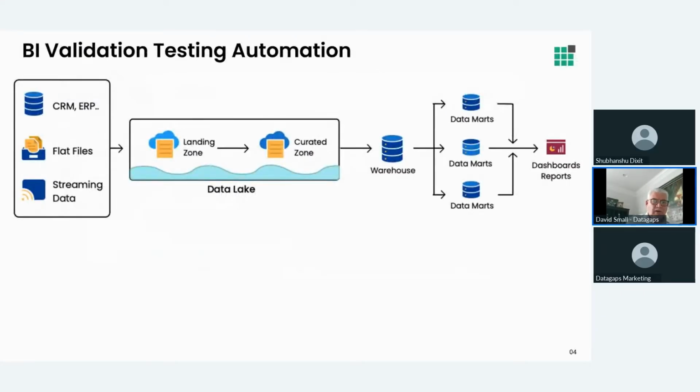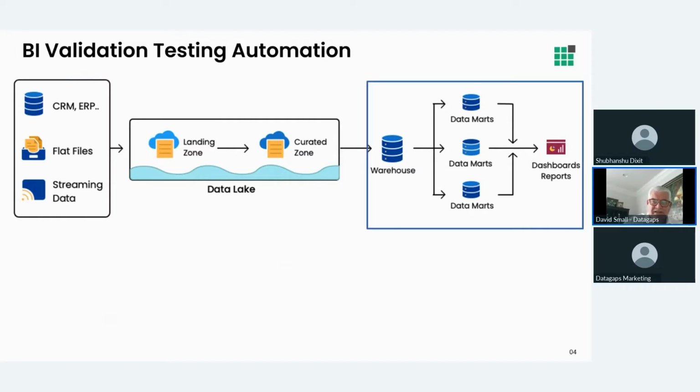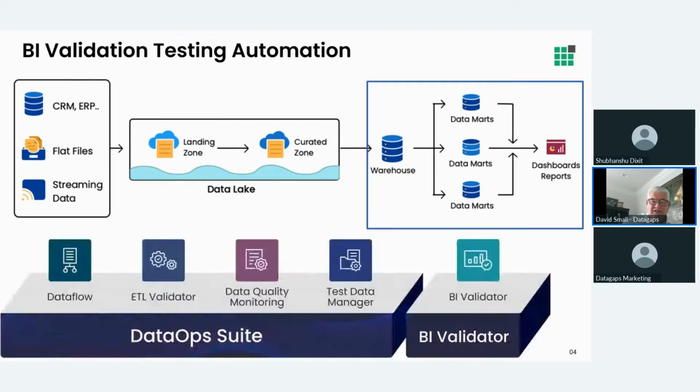As I'd mentioned, we focus on the end-to-end pipeline, the data journey, starting with as it's being ingested all the way through to the point where it's being consumed. And so today we'll be focused on the right side of this diagram and BI Validator. BI Validator is a client-server implementation, and we install either on-prem or in your cloud, but behind your firewall, so we have no access to the data whatsoever.